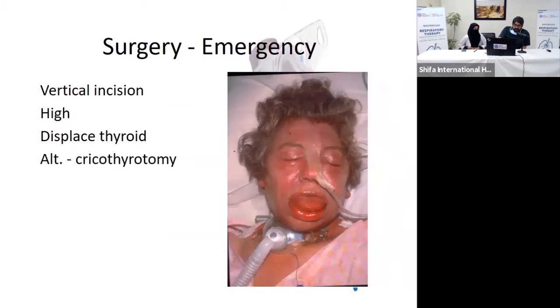You have to do emergency tracheostomies as well. And there are a number of times where you have to do emergency tracheostomies. Again, vertical incision, because if you do a vertical incision, we are not worried about anterior jugulars, and we can go straight in, straight find the area and put the tube in.